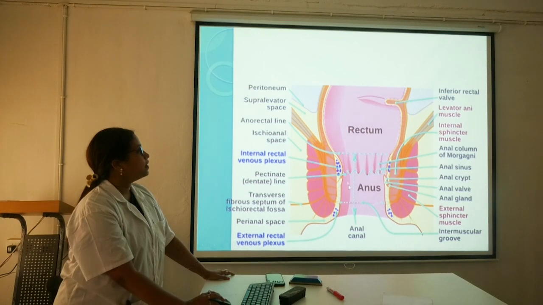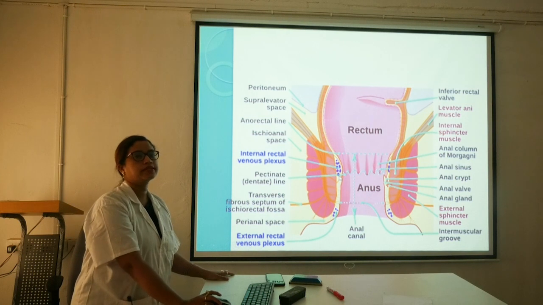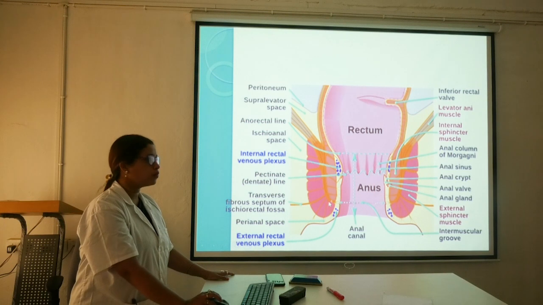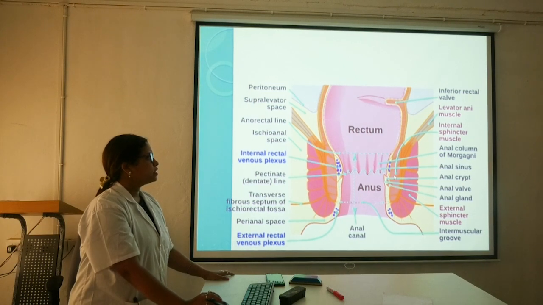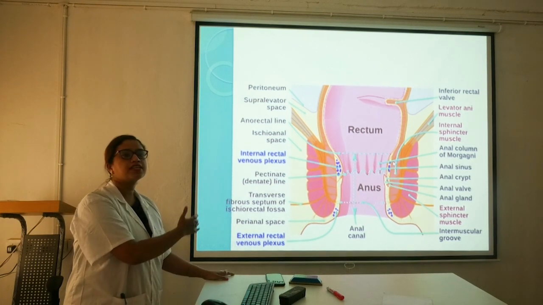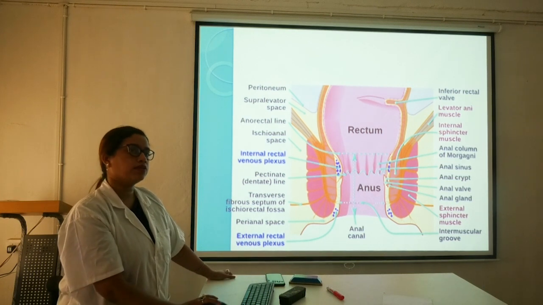So see, this is the anus. So we could see what is this? This is the valves of Morgagni. Okay, and here is the internal rectal plexus. So there are two types of venous plexus. ঠিক আছে, একটাকে বলছে internal rectal venous plexus, another one is external rectal venous plexus. Okay, so this is known as anal column of Morgagni. And what is the in between space? If you see the specimen, you will get some kind of space. These are known as anal sinus.